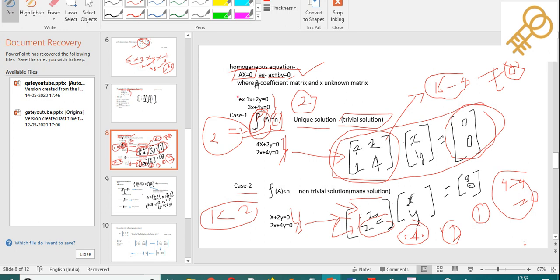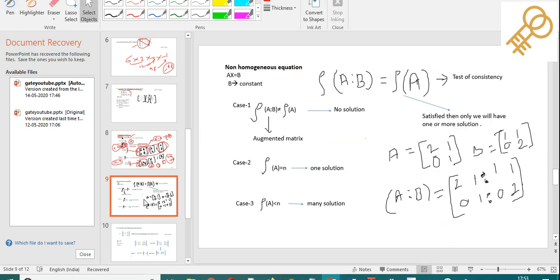So this was all about the non-homogeneous equations. Let us move to the homogeneous equations. So when can you tell that the equation is non-homogeneous? If the condition Ax is equal to B is satisfied, in that case you can tell that the equation is a non-homogeneous equation. As you can see, on the right side you are getting a non-zero value, that is a constant term.